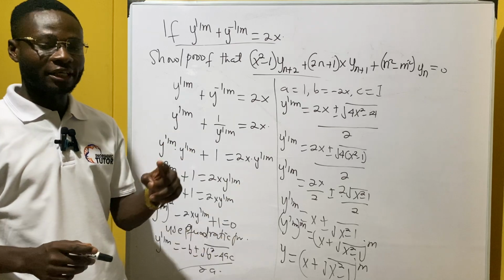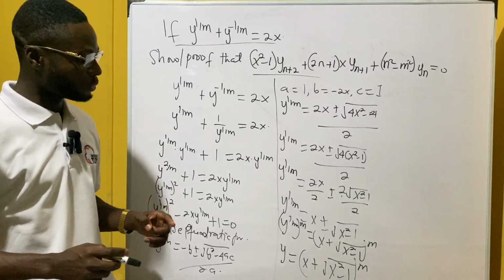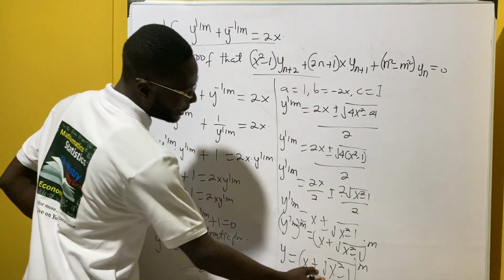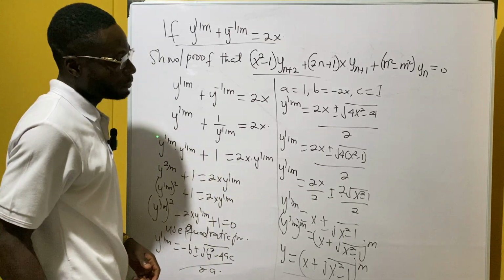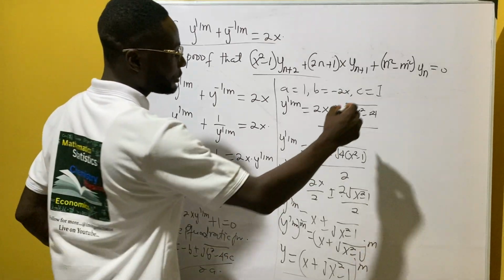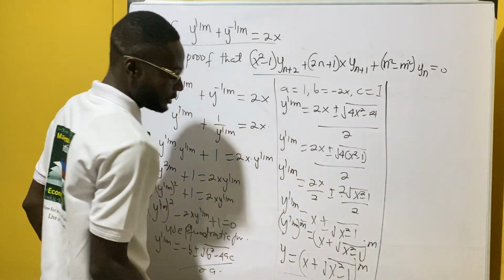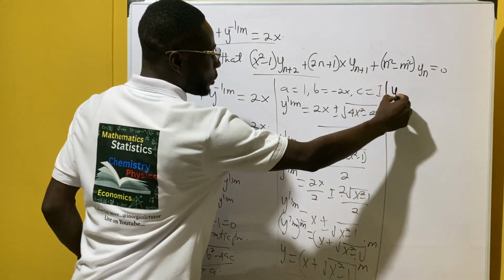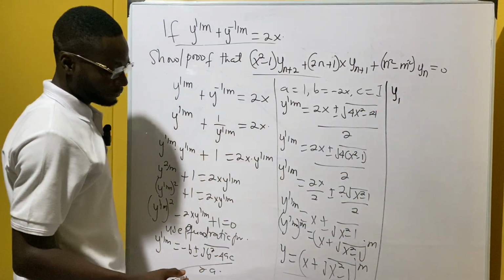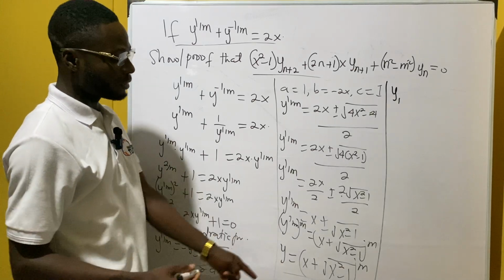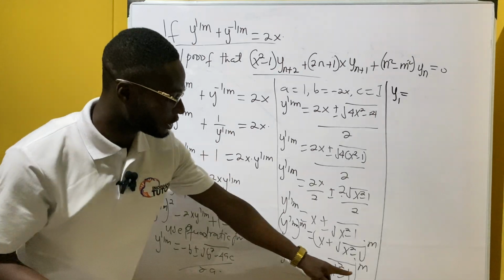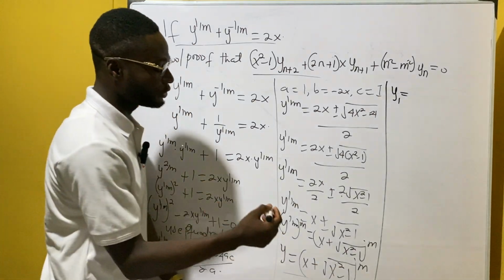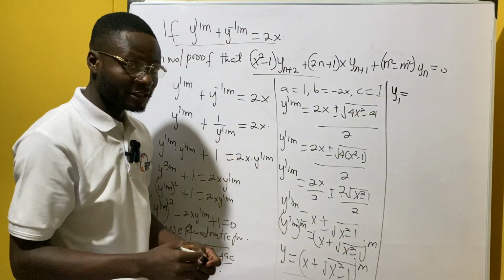So we have to take the first derivative. When we apply the differentiation on this, we are going to have y prime, the first derivative. y prime should be equal to the differential of this right here. We are going to use the power rule and then the chain rule together.